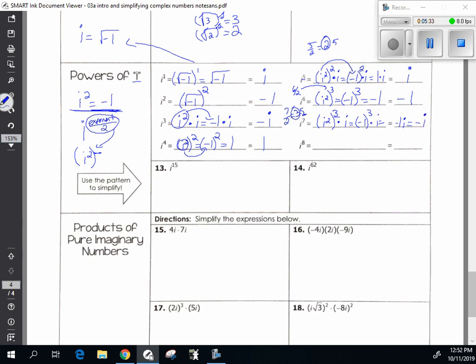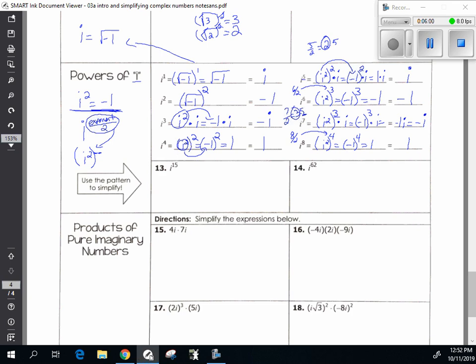All right. i to the 8th, we do the same thing. I write my i squared first, okay? 8 divided by 2 is going to be 4. Okay, I replace my i squared with negative 1. Negative 1 to the 4th is positive 1, so my answer is positive 1. Okay, so hopefully you feel okay about that. We're going to do some extra practice problems.